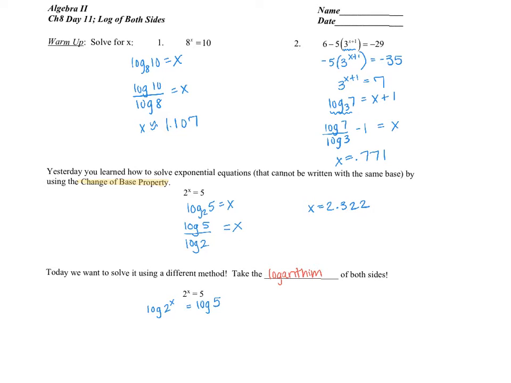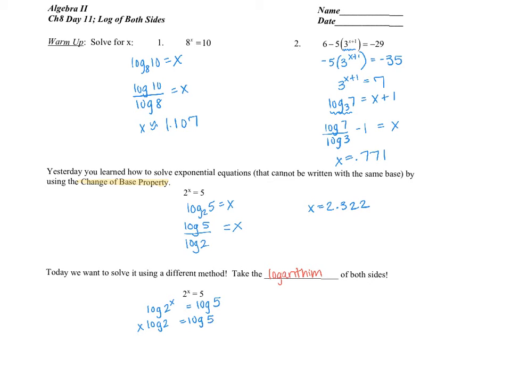Now, remember that when we have a log equation, we can use our power property. So this exponent of x, remember the rule is the exponent comes in front. I like to say the exponent jumps over the log to help you remember. So what you're going to have here is x times the log of 2 equals the log of 5.